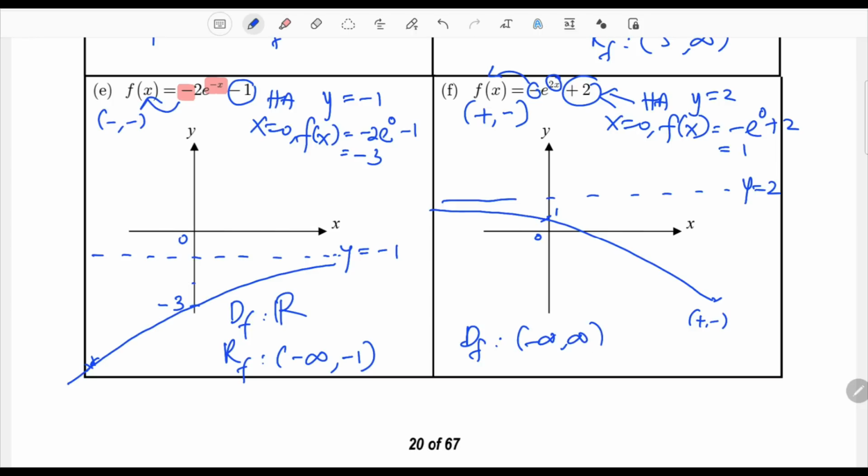As an alternative, you can write negative infinity to infinity, or you can just write real numbers. And then the range of f will be negative infinity up to 2. Make sure this is the open interval, because the curve can never touch the asymptote.